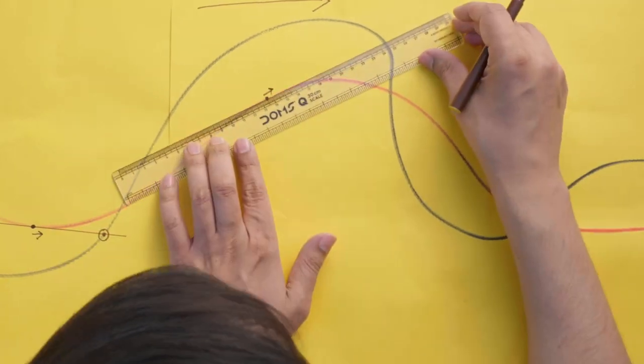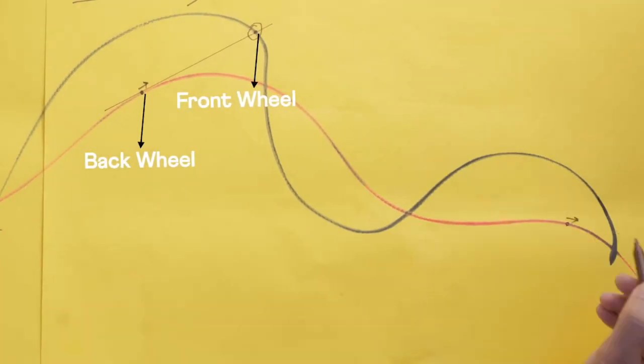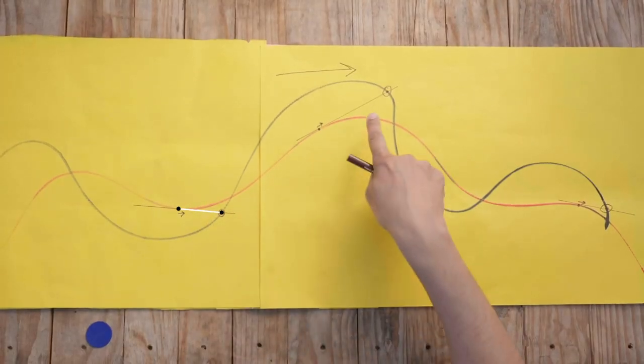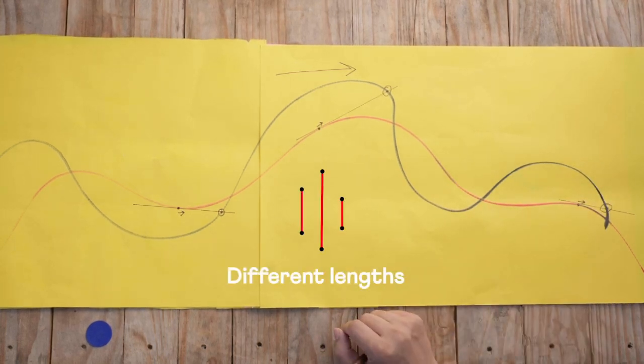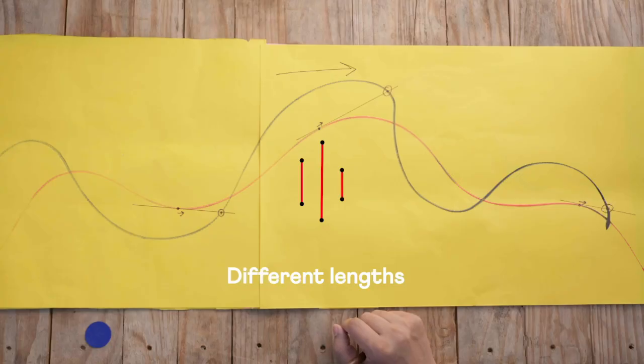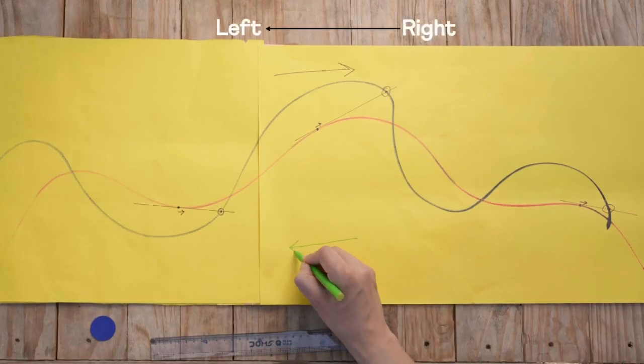Next, we do this a couple more times for different positions of the back wheel. Now take a look at these segments. All are of different lengths. And that's not possible, since the distance between the two wheels should remain the same. So, this can't be the direction in which the bike is moving. Let's do this for the opposite direction now.